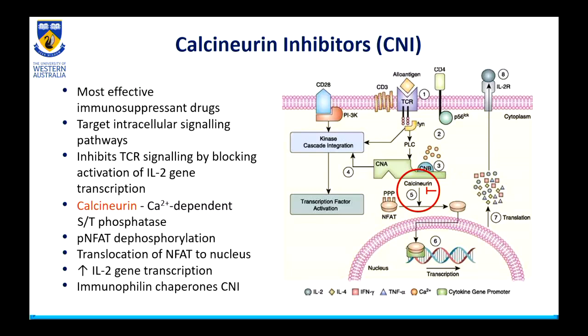And we can also, to improve the uptake of the calcineurin inhibitor, we can use immunophilin, which is a chaperone protein, and that actually improves the inhibitors.